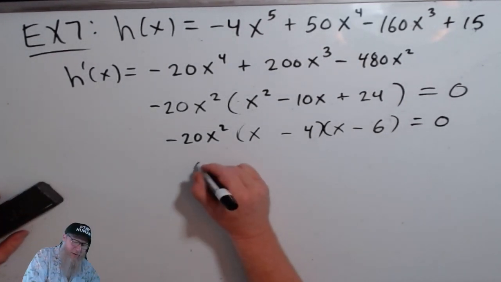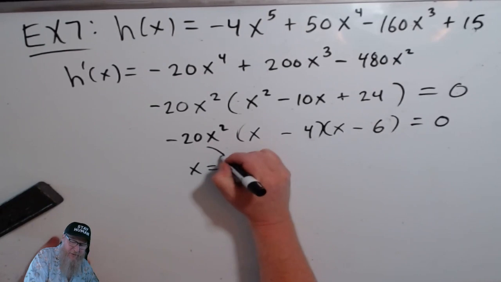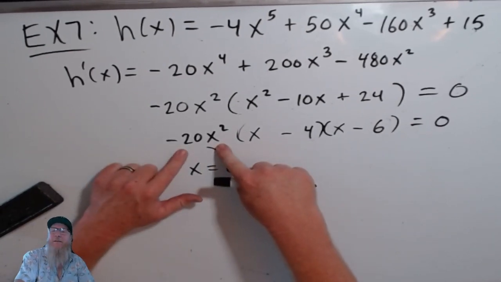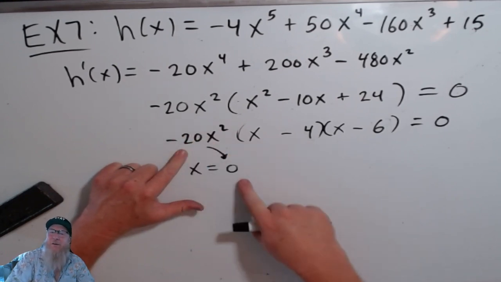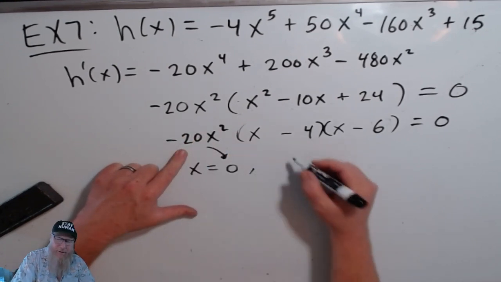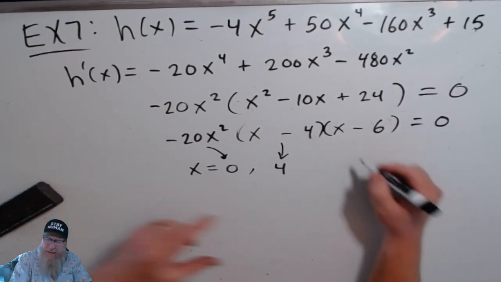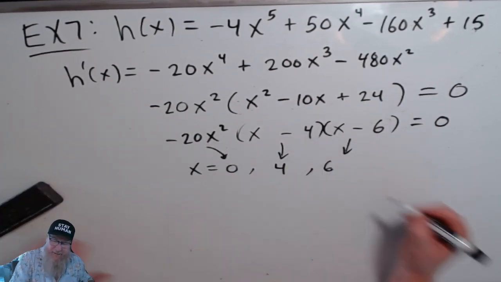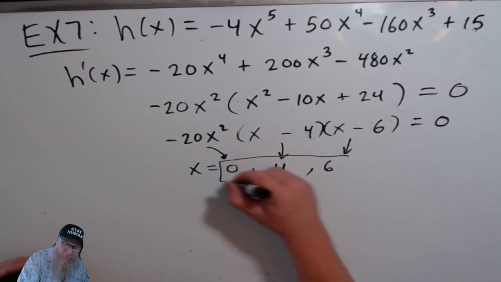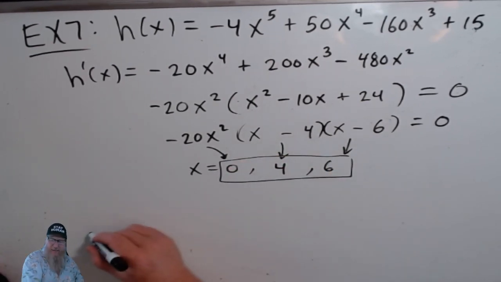And then you get your critical values. This one, x squared. The only number that makes this 0 is 0 itself. All right. What number makes this 0? 4, clearly. And then this one, 6. Hey, look, they're already in order for me. That's very nice and convenient.